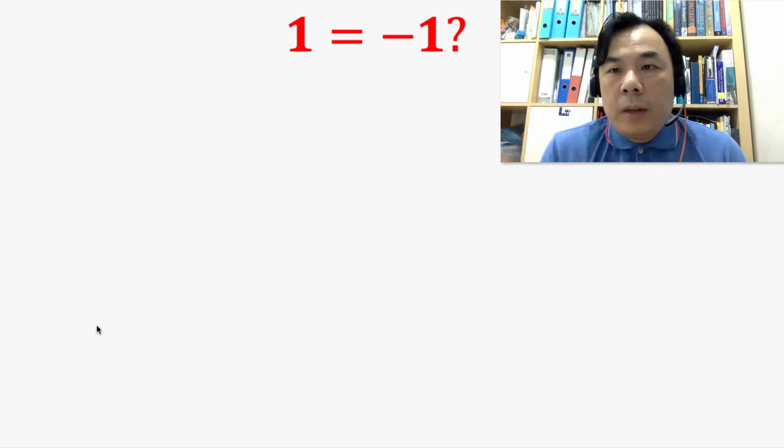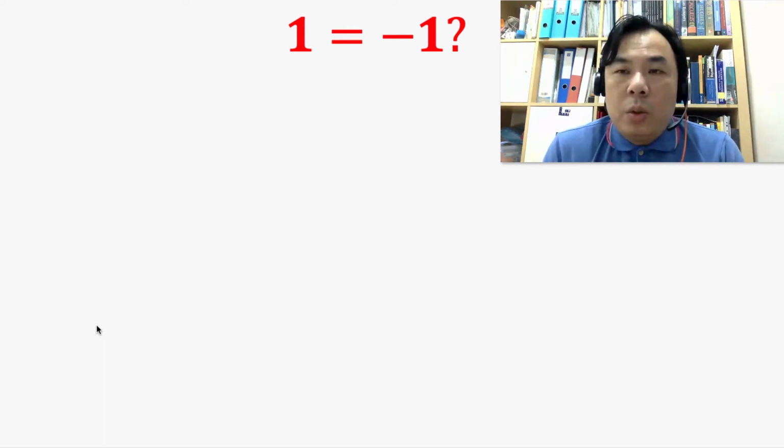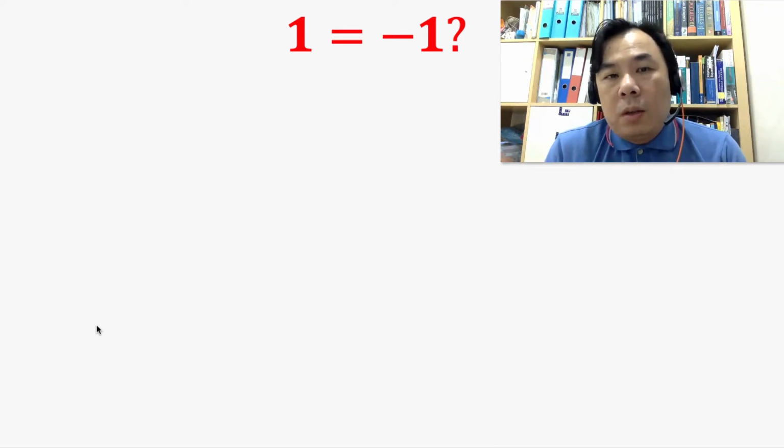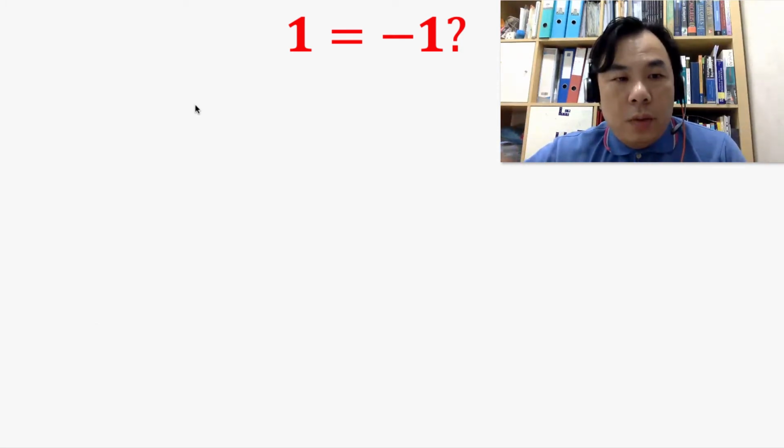Hi everyone, welcome back. Now I'm going to continue another proof of 1 is equal to -1, but from the complex number point of view instead of using absolute value equation. Now I'm going to start off the proof from here.